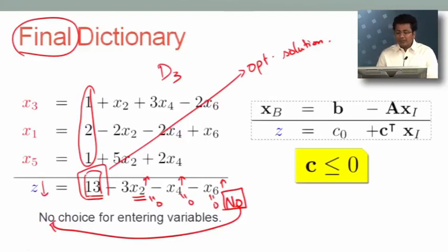So we have solved the LP by repeatedly starting from an initial feasible dictionary and pivoting. In this case, we needed two pivots, D1 to D2, D2 to D3, and D3 turned out to be final. We are done.